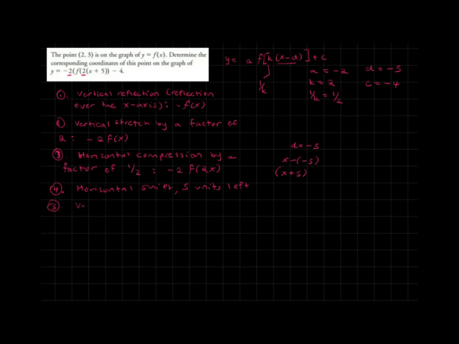And the last transformation we have is the vertical shift 4 units down. Oh, I forgot to write the previous transformation: the horizontal shift 5 units left is -2 f of (2x + 5). Then the vertical shift 4 units down gives -2 f of (2x + 5) - 4. Okay, so those are all of our transformations.